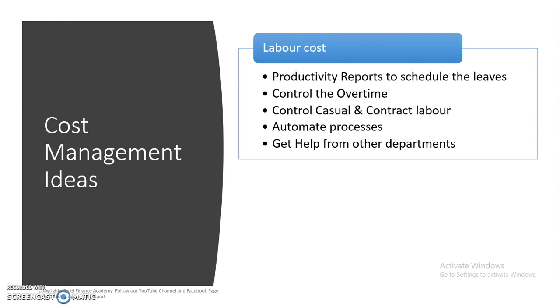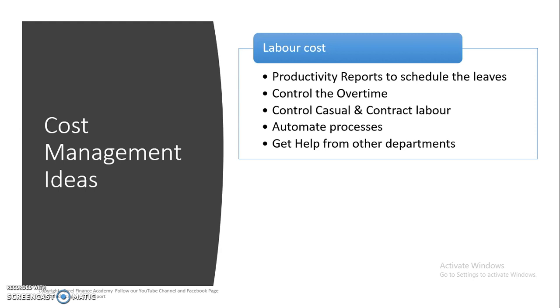So in the previous video we were discussing the labor cost and how the productivity reports control the overtime and control the casual labor and contract labor. But the key is to estimate the business, understand the business timings, and then how much resources you need to run that kind of business. That is the most important thing in labor cost. How do we do that? That is a subject for the next course.